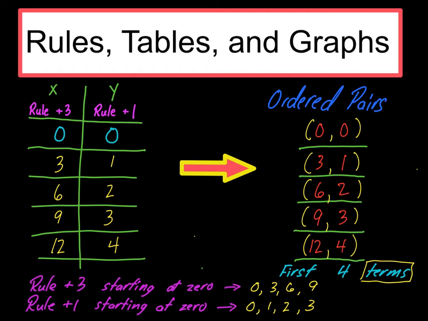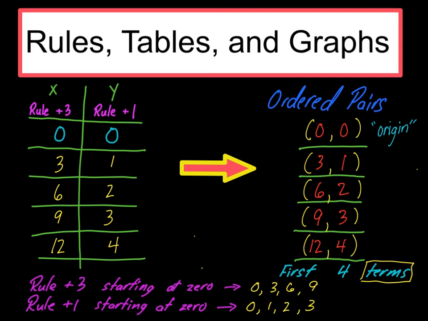So that is how you can actually start with a pattern, list some of its terms, and take it from just a simple pattern, putting it into a chart. The chart then goes to ordered pairs, and the final step would be putting it on our graph. Okay, now there's a couple things that coincidentally happened here. (0, 0) has a very important name, and that name is the origin. That is where we start all graphs.